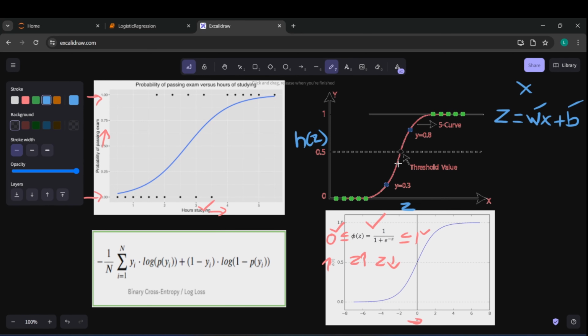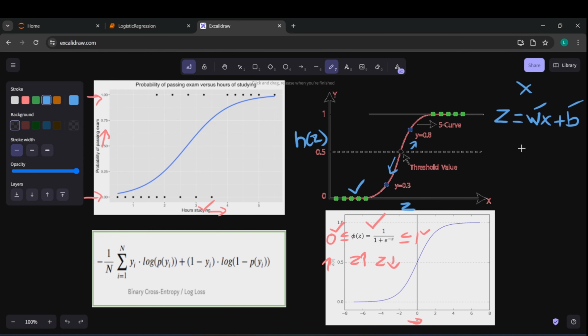Then we will choose a threshold value to make some predictions. Generally, a threshold value of 0.5 is chosen for logistic regression. If the sigmoid value is less than the threshold value, then it falls into class 0. If it is greater than the threshold value, then it falls in class 1.